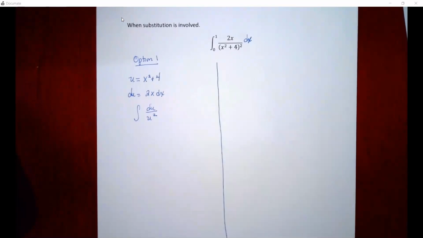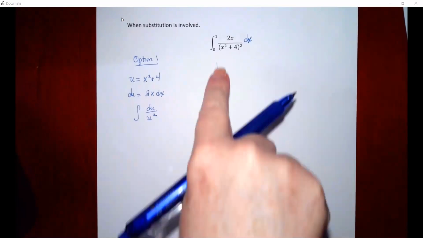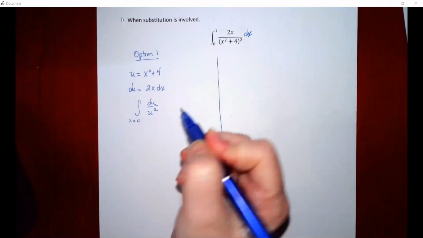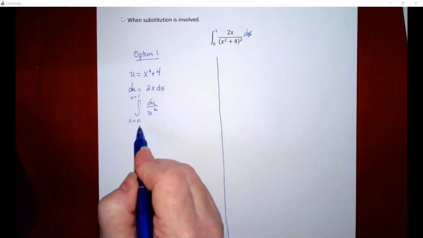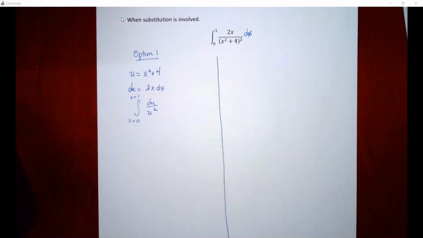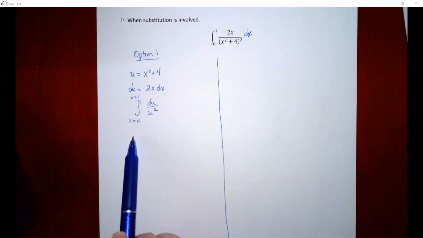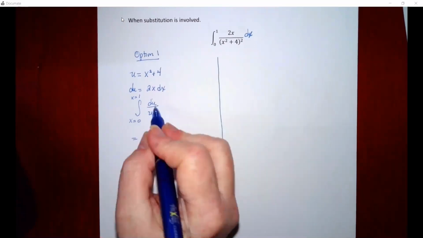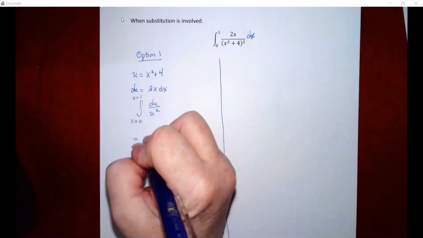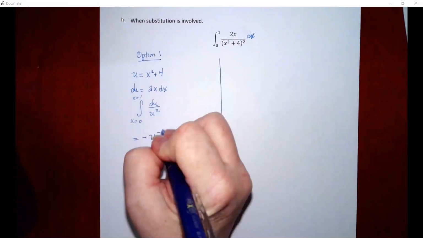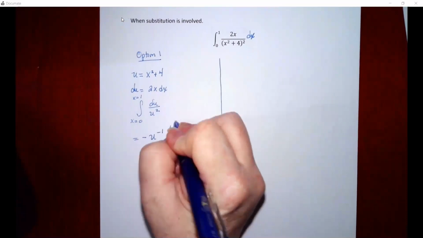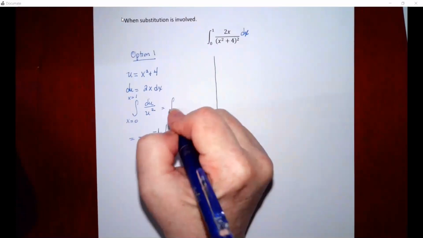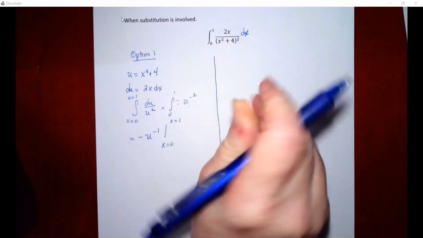Now, option 1, I am going to leave my limits as x limits. So now I wouldn't necessarily have to write down x equals 0 to x equals 1. I'm really just writing the x equals part for emphasis to remind you that these are still x limits. So you can go ahead and do your integration, which would be the integral of u to the negative 2 is negative u to the negative 1. Okay, because remember, a du over u squared is the same thing as u to the negative 2 du.